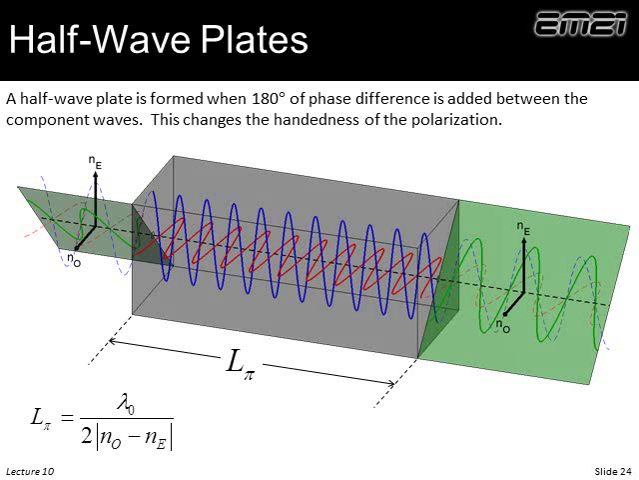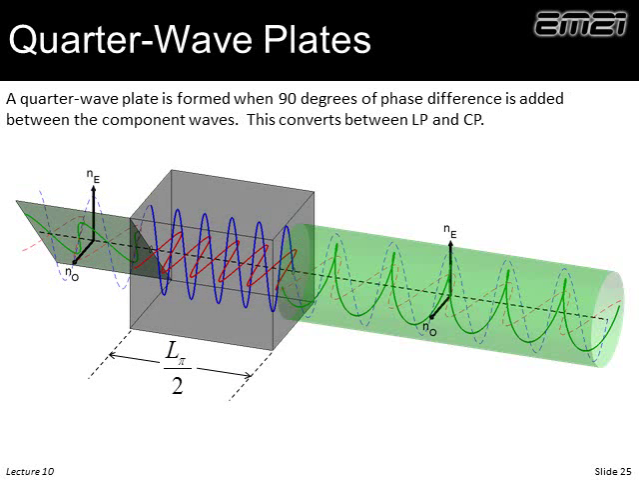So half wave plates change the handedness of polarization. We go here from being polarized along one axis to another axis at 90 degrees with respect to that. We've changed the handedness. Instead of a half wave plate, if we go half that distance, we have what's called a quarter wave plate. With a quarter wave plate, we can go from linear to circular polarization or from circular to linear.